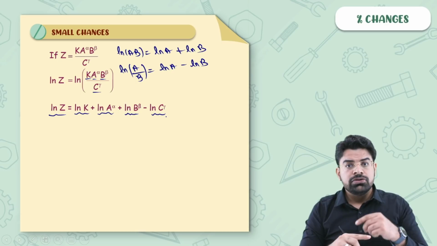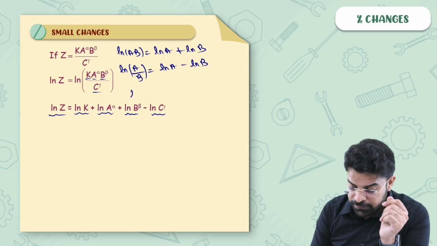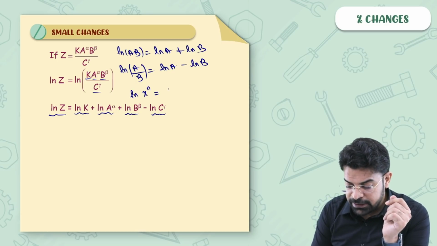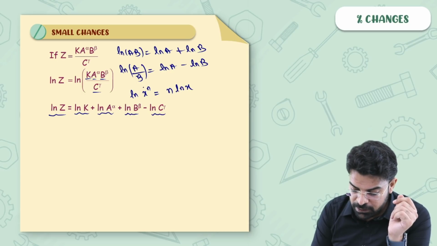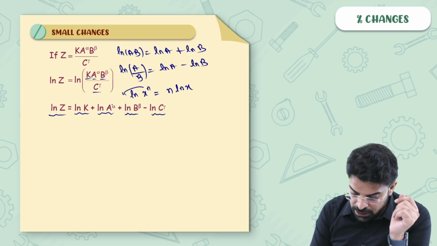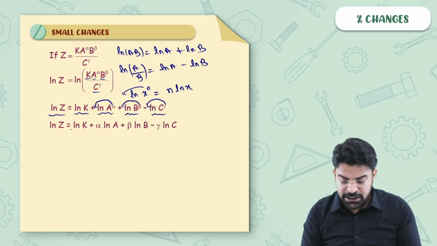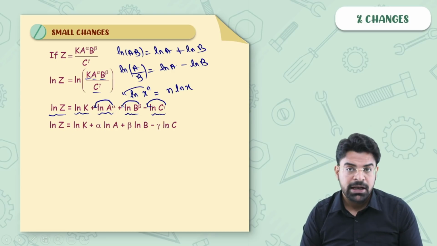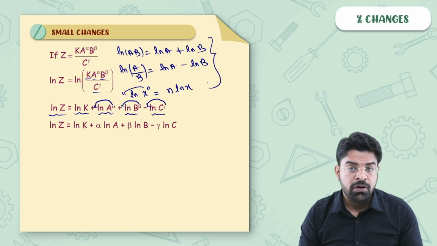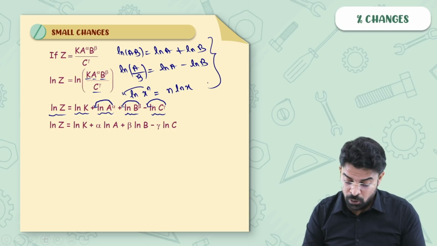Now I'm going to use another property of log. If you have got ln x raised to power of n, that can be written as n ln x. It means that you can bring the power in front. So here you can take the alpha in front, you can take the beta in front, you can take the gamma in front, and you get ln Z equals ln k plus alpha ln A plus beta ln B minus gamma ln C. These are small properties of log that you should know.